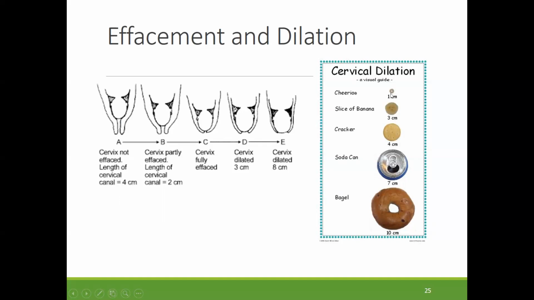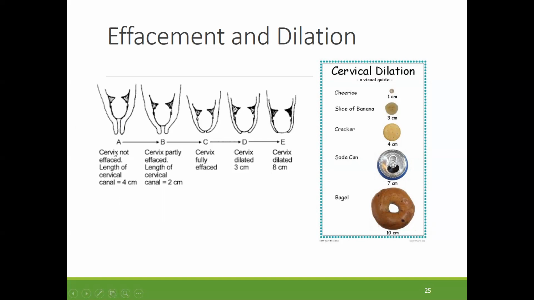Okay, so to put it in perspective for you, 1 centimeter dilation would be like a Cheerio or the very tip of your finger. 3 centimeters would be like a typical slice of banana lengthwise. 4 would be a Ritz cracker. 7 would be a soda can, and 8 would be a typical bagel size. So that's how big mom's cervix needs to dilate before we want her to push and babe to come out.